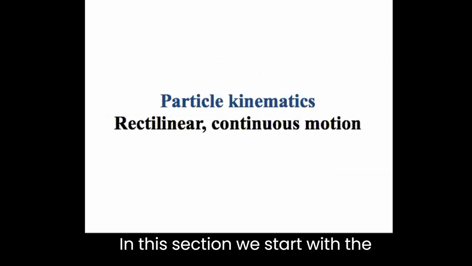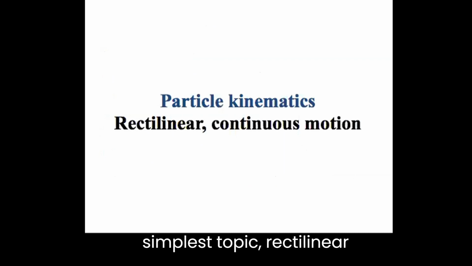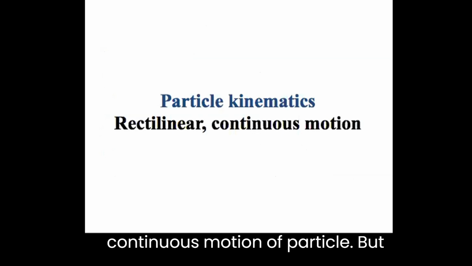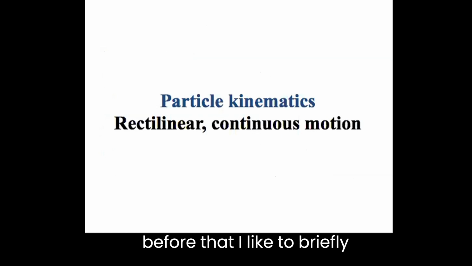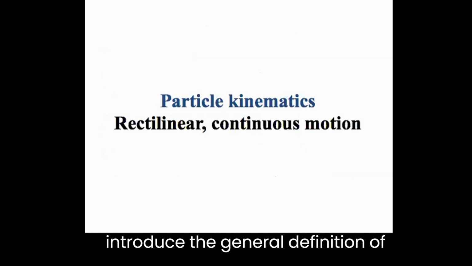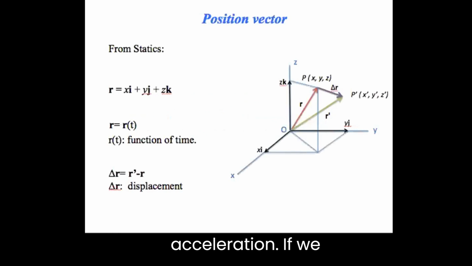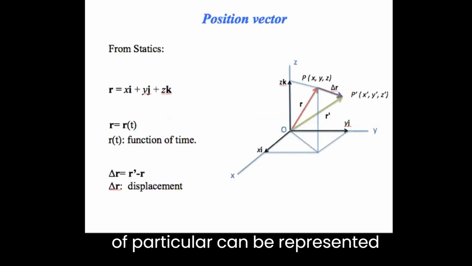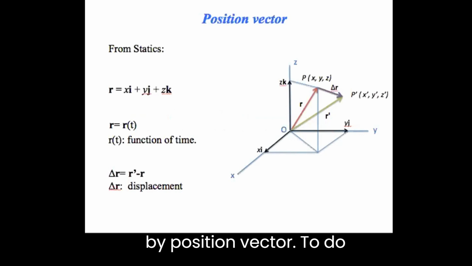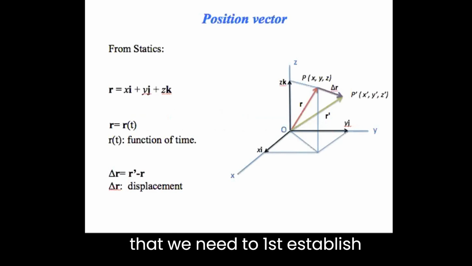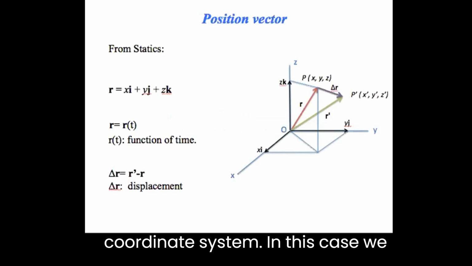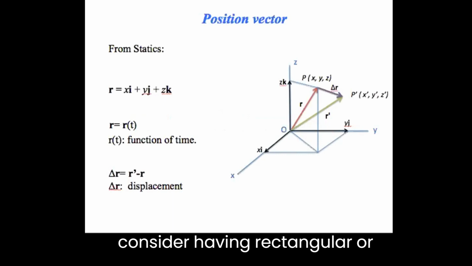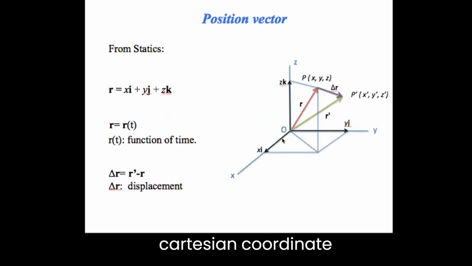In this section, we start with the simplest topic, rectilinear continuous motion of a particle. But before that, I'd like to briefly introduce the general definitions of position, velocity, and acceleration. If we recall from the statics course, the position of a particle can be represented by a position vector. To do that, we need to first establish a coordinate system. In this case, we consider a rectangular or Cartesian coordinate system, x, y, and z.